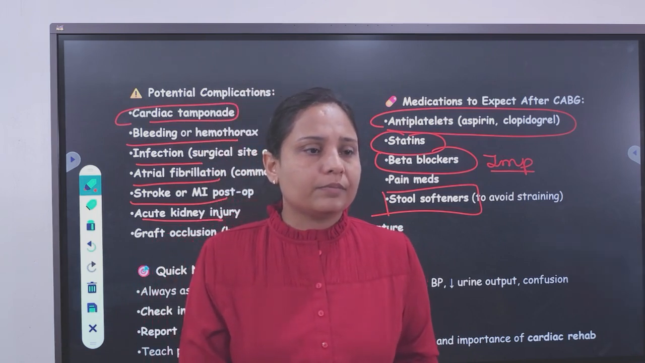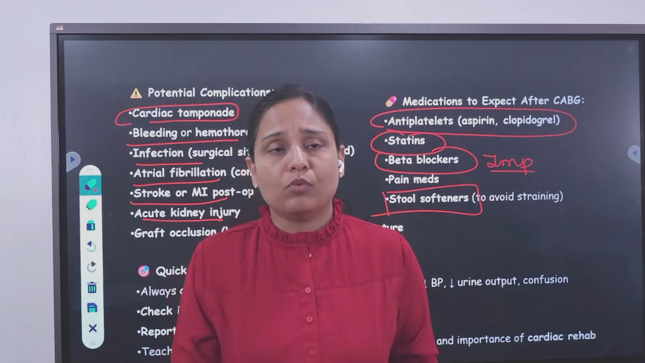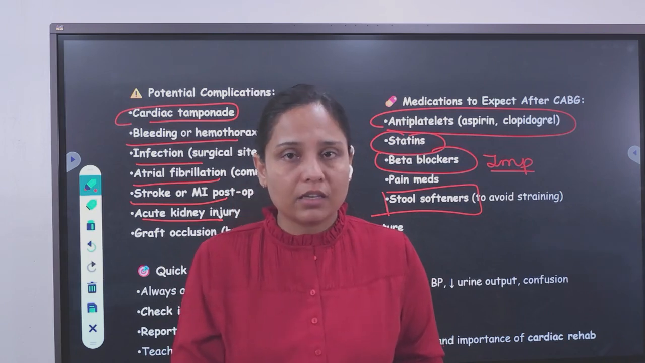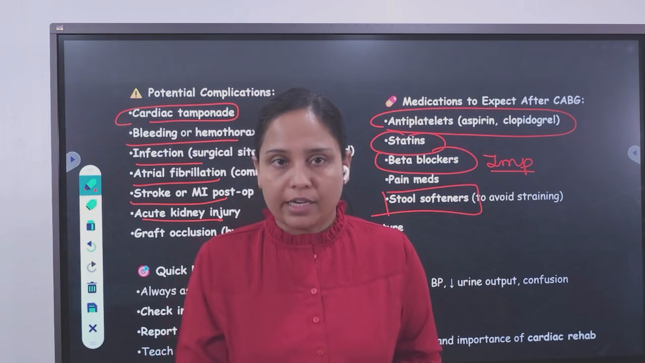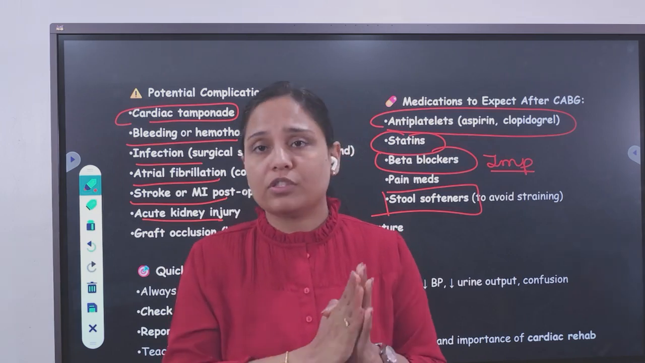And CABG, which is the most important one that you have to remember. Please remember that whenever a patient has a stent, you have to give antiplatelet medication. Okay, so we are done with all these diagnostic procedures.